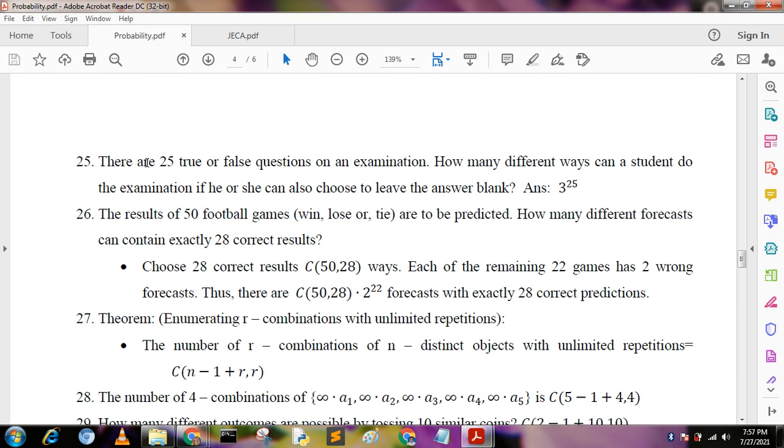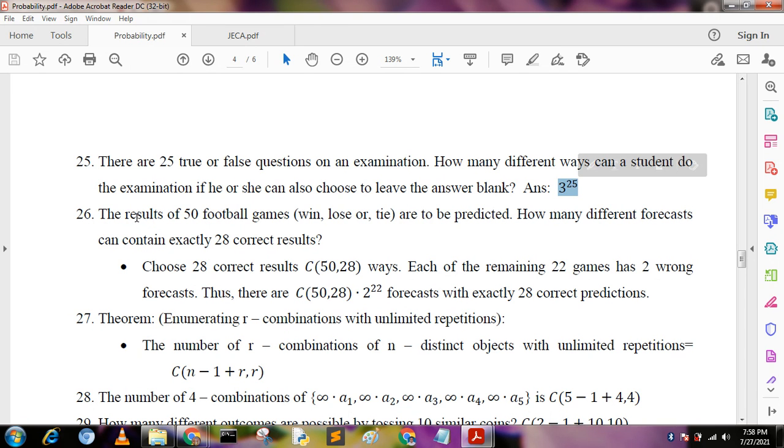Next question. There are 25 true-false questions on an examination. How many different ways can the student do the examination if he or she can also choose to leave the answer blank? So there are 3 options, that is true, false, and leaving the question unanswered. So it becomes 3 to the power 25.